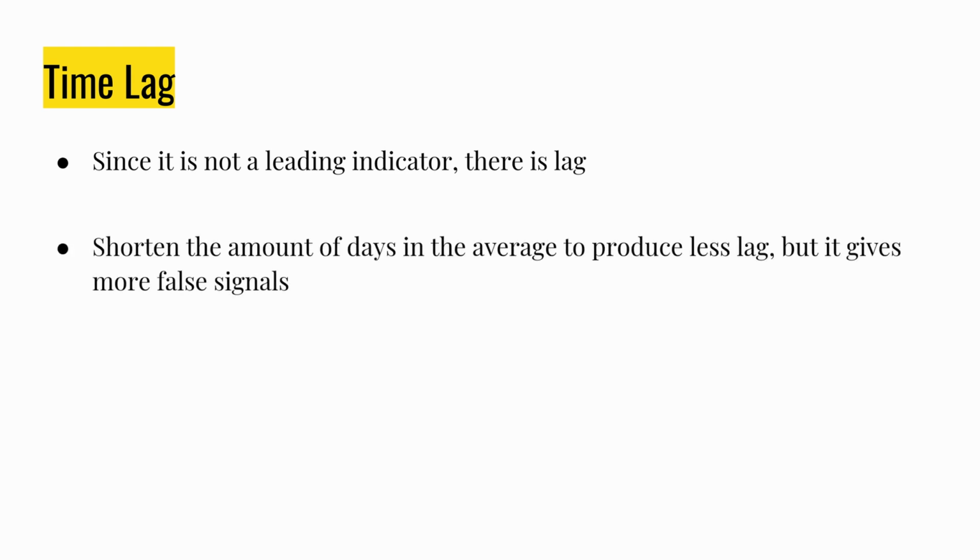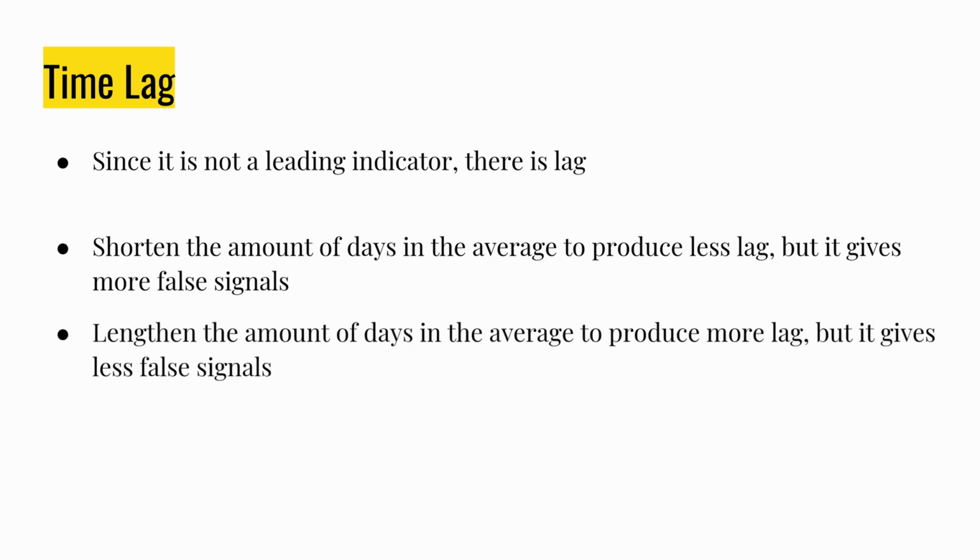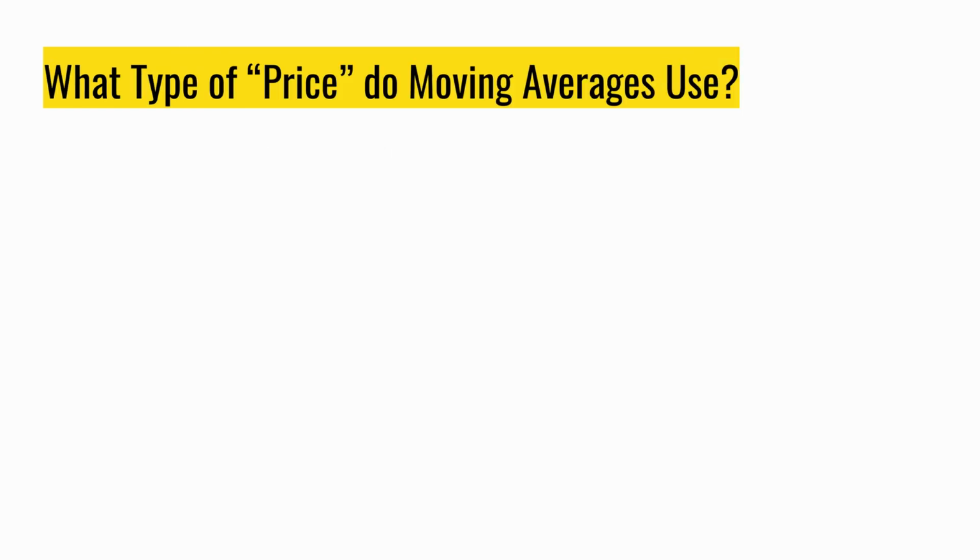As mentioned, moving averages are not leading indicators. Since they are not leading indicators, there is a lag. Fortunately, you can control this lag depending on your situation. For instance, for a short-term trade, you can shorten the amount of days in the average to produce less lag, but it gives more false signals. On the other hand, you can lengthen the amount of days in the average to produce more lag, but it gives fewer false signals.